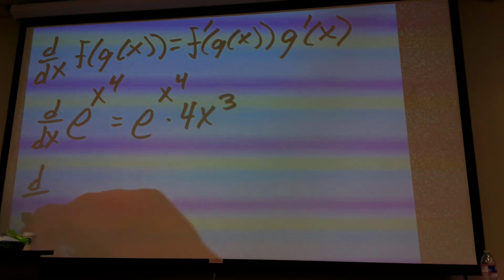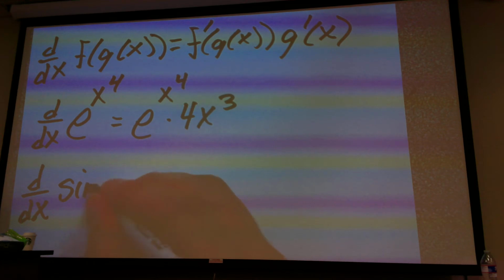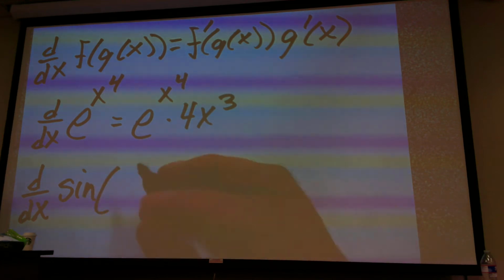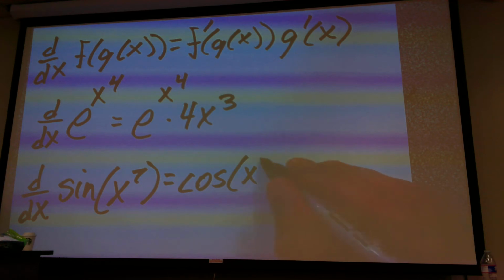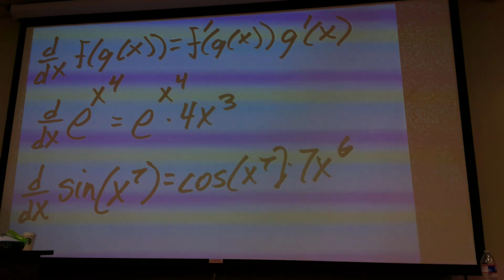Let's say we want to take the derivative with respect to x of, let's say, sine of x to the seventh. Derivative of sine is going to be cosine. Gotta leave that guy alone on the inside. And then we're going to take the derivative of x to the 7, which would be 7x to the 6th.